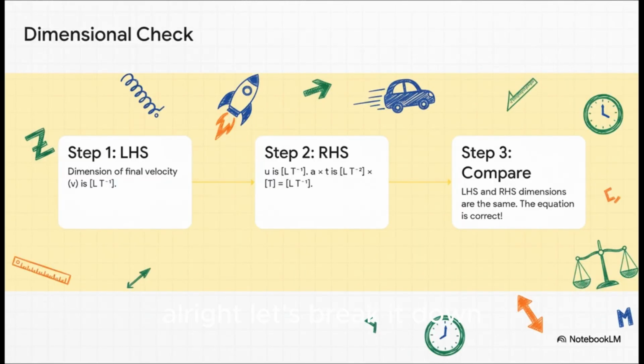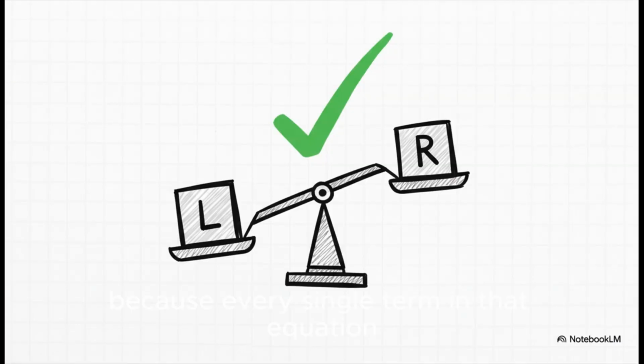All right, let's break it down. First, we look at the left side of the equation. We just have velocity, v. The dimension of velocity is length divided by time, so that's LT^-1. Now for the right side. The first term, initial velocity u, is also a velocity, so it has the exact same dimension, LT^-1. The second term is acceleration, which is LT^-2, multiplied by time, which is just T. When we combine those two, we also get LT^-1. They all match. And this is the whole point, because every single term in that equation has the exact same dimension, LT^-1. The equation is dimensionally consistent.